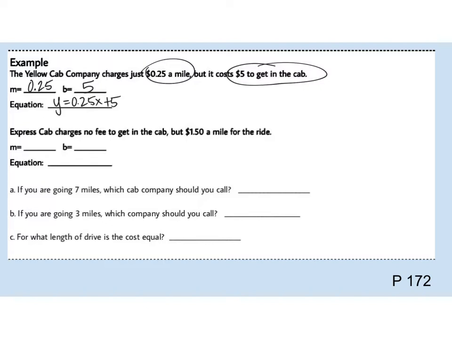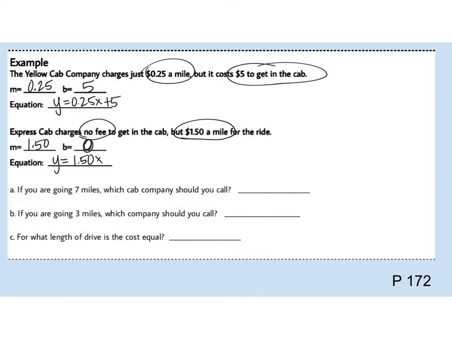Whereas the express cab charges no fee up front. So it's going to cost us $0 at 0 miles. But you're going to end up having to pay $1.50 per mile. So y equals 1.50x, and then I don't add anything else to it. It's just a charge per mile.